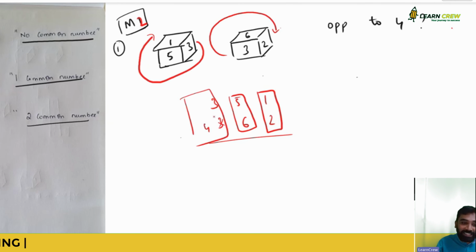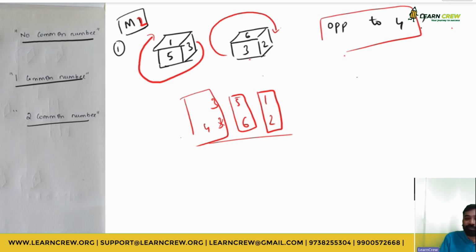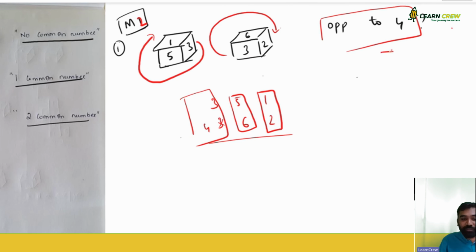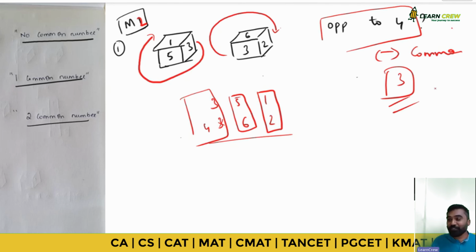This is the first method. Else, whenever they are giving you model number 2, where there is one common number, and they're asking you to find the opposite of the missing number, it will be the common number. Obviously, this has to be opposite to the common number, right? The common number is 3, so 4 is opposite to 3. So whichever is convenient to you, use it. But stick with one method. Do not confuse yourself with multiple methods.